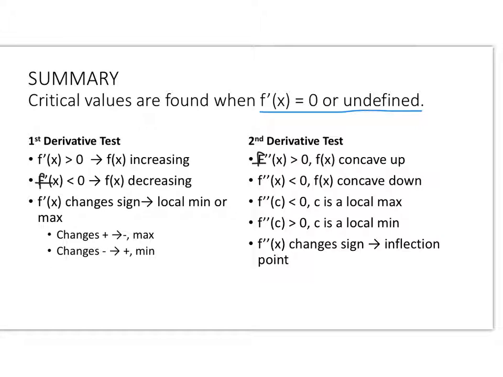My second derivative test, if the second derivative is positive, it's concave up. If the second derivative is negative, it's concave down. If the second derivative at some value c is less than 0, we know c is a local max. If the second derivative at a given value c is greater than 0, c is a local min, provided that c is a critical value. And then if the second derivative, f double prime of x, changes sign, it's telling me I have an inflection point. That's where the concavity changes.